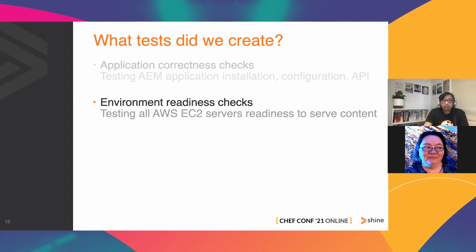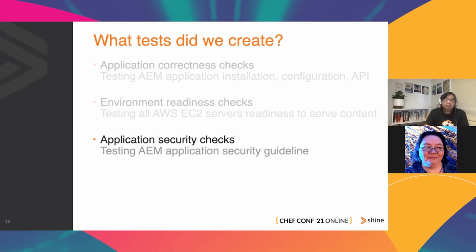Then we also added the next layer. The first one is on the application side. The next one is on the environment that includes this application. We are checking whether the AWS EC2 instances, those servers, are ready to serve content, including whether the application is up and running and ready, whether it's healthy, whether the AWS instance itself is healthy. Does it have the right Java version, JDK version? Does it have the right security groups that would allow the networking around it? So various aspects around the environment.